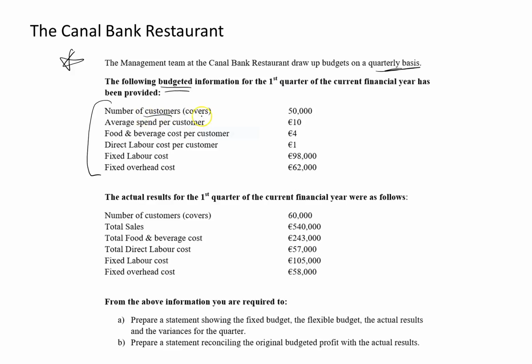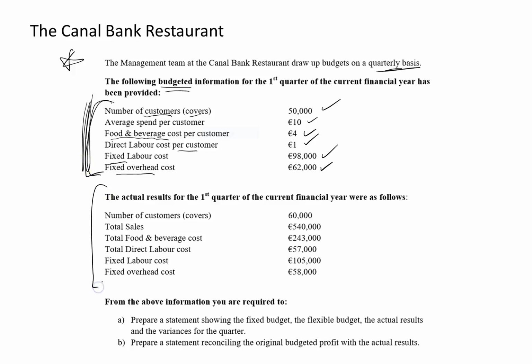Number of customers, or in the restaurant probably called covers, 50,000. The average spend per customer, €10. The food and beverage cost per customer, so that will be a variable cost, €4. The direct labour cost per customer, also a variable cost, €1. The fixed labour cost, 98,000 for the quarter. And the fixed overhead cost, 62,000 for the quarter. So here we have the budget, or the plan for the next 3 months.